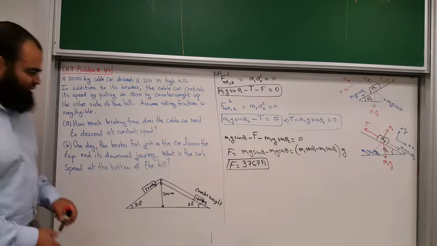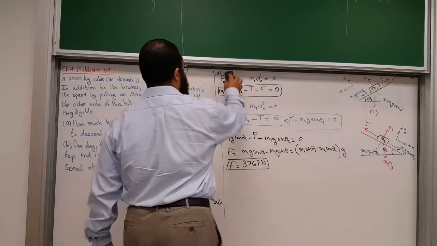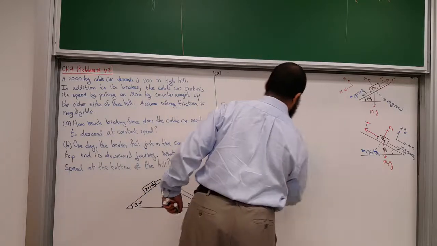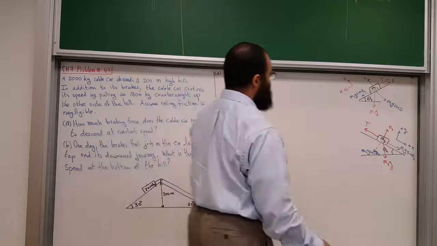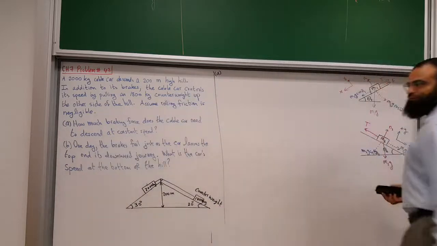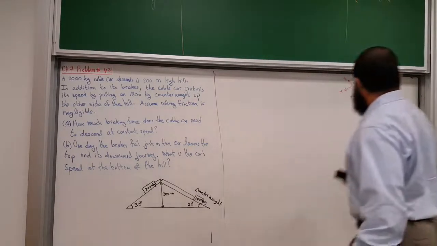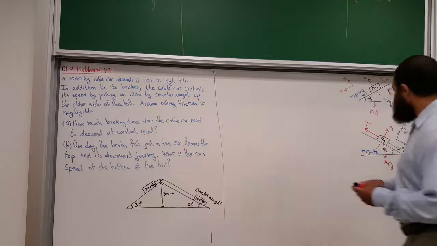Well, let's do part B. I will leave those diagrams in there, and I will show you how it changes. So I'm going to erase here. What would be missing from this picture? Well, this is part B now. What would be missing is the braking. So F will no longer be there. Okay? F is no longer there. That's what's missing. And that changes the whole story.